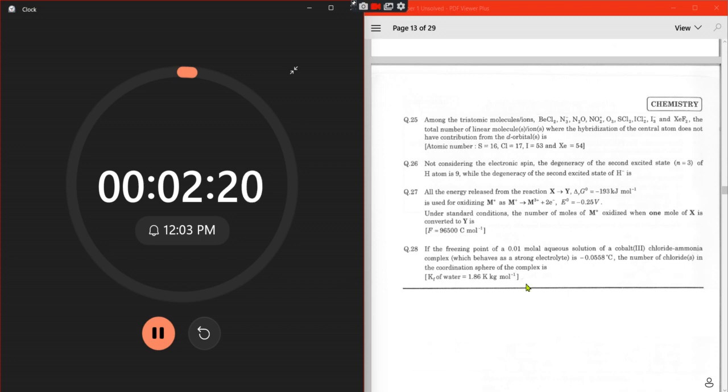You release alpha and then like, how much this should have been, right? God, this is just really weird. Ammonia complex, which is a strong electrolyte. Number of ligands in the coordination sphere of the complex is. This is getting very messy.